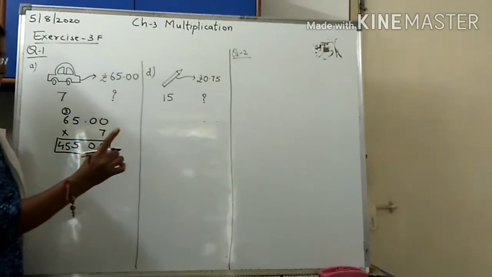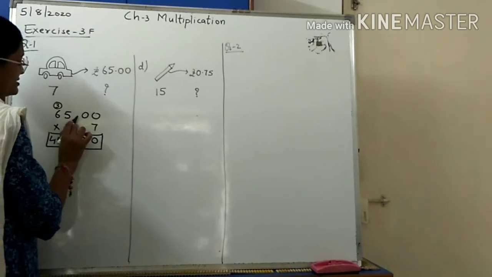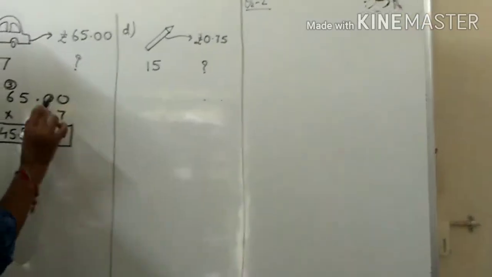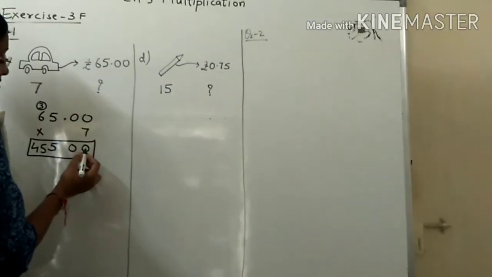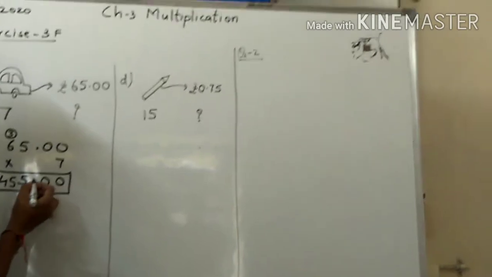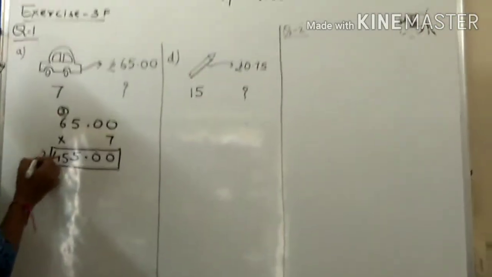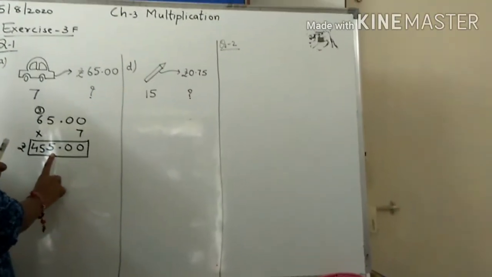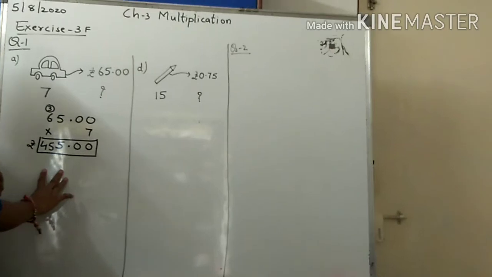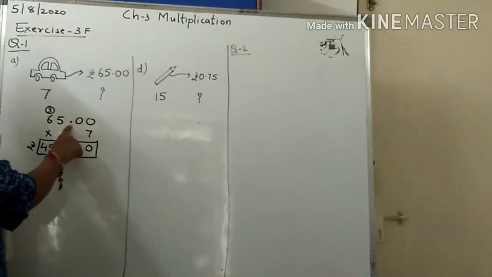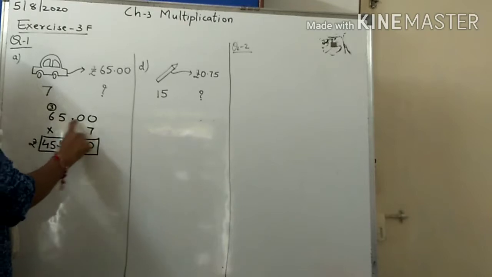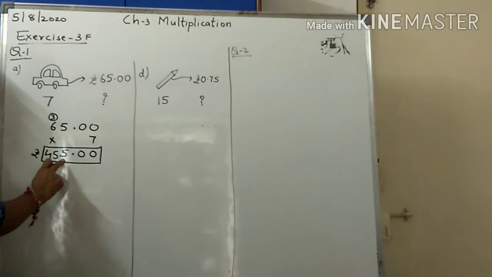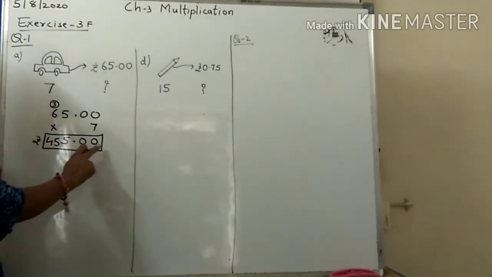But one thing we have forgot, children. What we have to do here, the point is given. After this point, this is the decimal point. After this point, how many digits are there that you have to count? 1 and 2. Then at last, from left side, count 1 and 2 and keep the point. Okay, so your answer is 7 toy cars cost rupees 455. Is that clear? Simple multiplication only you have to do. Only the point which is given between is separating money, rupees and paisa. So here 65 rupees and 0 paisa. Same way 455 rupees and 0 paisa.